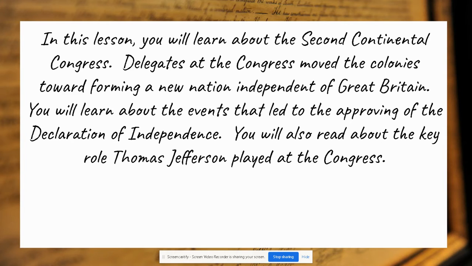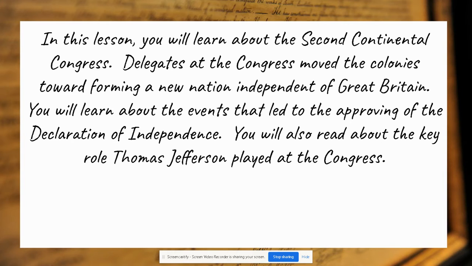In this lesson, you will learn about the Second Continental Congress. Delegates at the Congress moved the colonies towards forming a new nation independent of Great Britain. Delegates are basically people that represent the other people in an area.